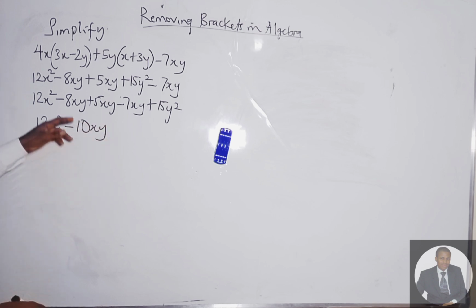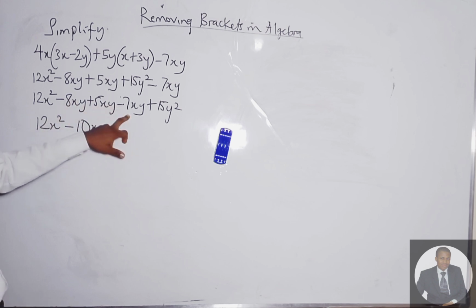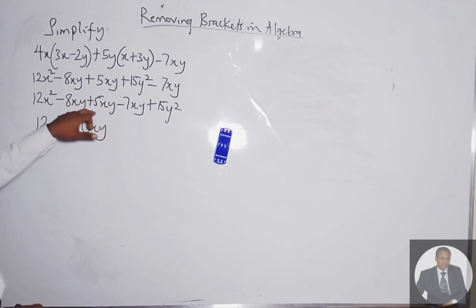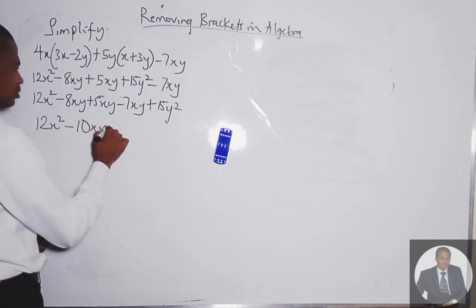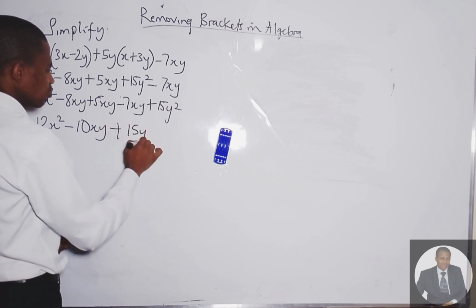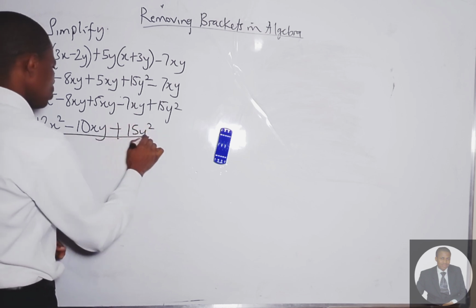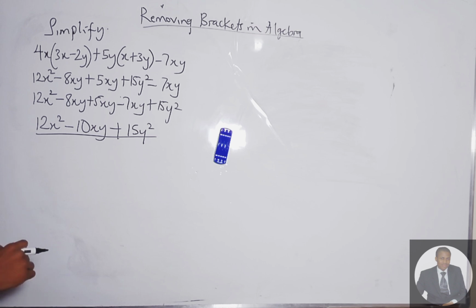Or rather, we can say minus 8xy minus 7, that's minus 15. Minus 15 plus 5, that's minus 10. And then plus 15y squared. This becomes our answer for this question.